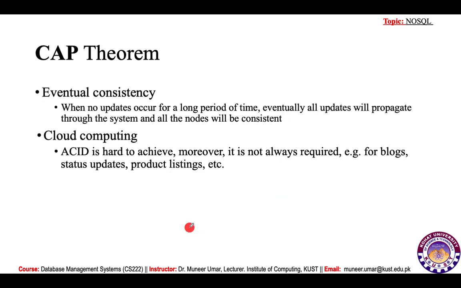We have eventual consistency, which we studied in BASE. When no updates occur for a long period of time, eventually all updates will propagate through the system and all the nodes will be consistent. It is hard to achieve on cloud computing. Moreover, it is not always required, for example, for blogs, for status updates, for product listings.